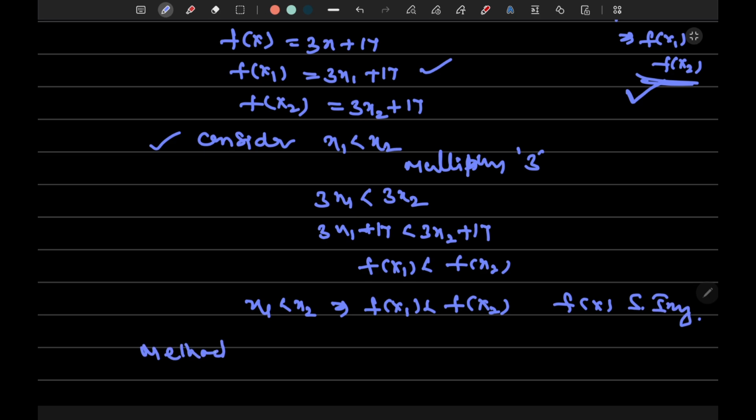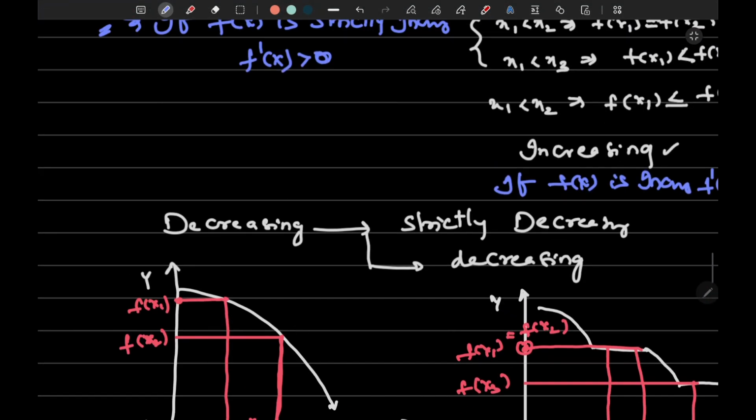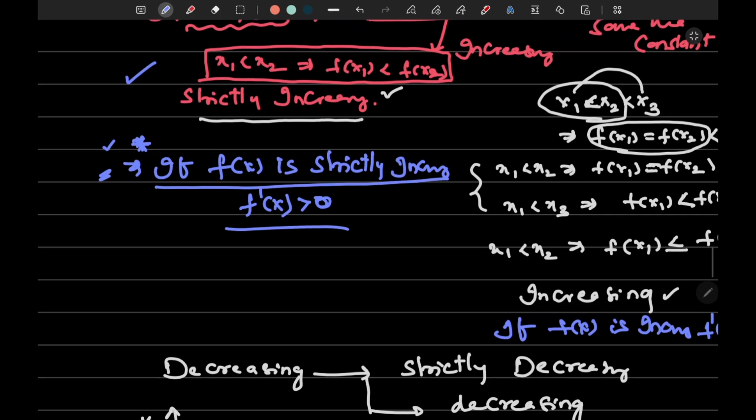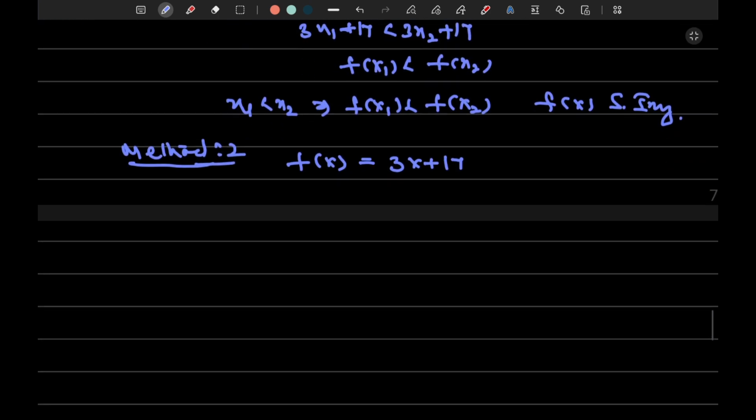Method 2 is easy, but you cannot do it for a 2-marker question. Use it for MCQ. F of x equals 3x plus 17, right? When f of x is strictly increasing, f dash of x is greater than 0. I want to check whether f dash of x is greater than 0 or not. So differentiate it. Derivative of 3x is 3. Derivative of 17 is 0. F dash of x is 3, which is greater than 0.